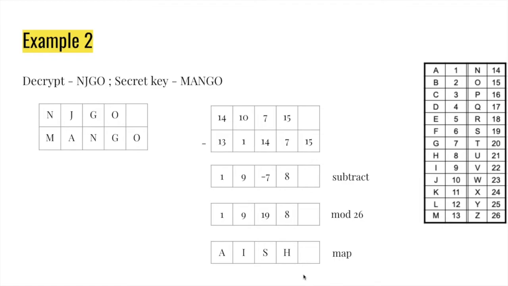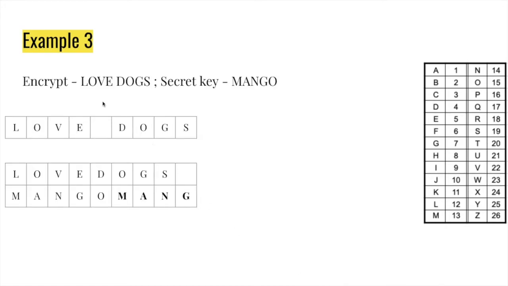Now let's look at another example which will be a bit longer than the messages that we have seen. So let's try to encrypt love dogs, and I just write down love dogs. But here, in order to encrypt this message, we do not need any spaces for the simplicity of calculations. So let's just remove the space. So I have just written love dogs, and I just write down my secret key corresponding to the position.